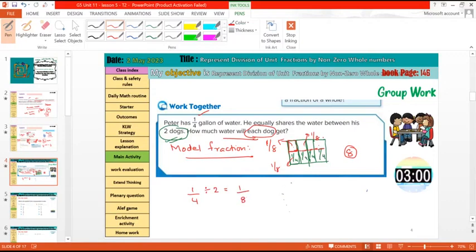When you do this mathematically, without the fraction model, how will you do it? 1 by 4. Switch the division symbol to multiplication and reverse 2 as 1 over 2. So the answer is 1 over 8. This is how you do it.